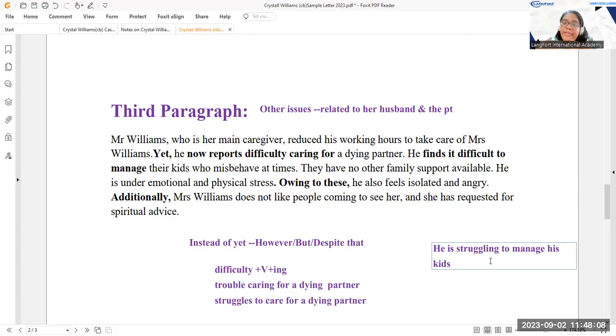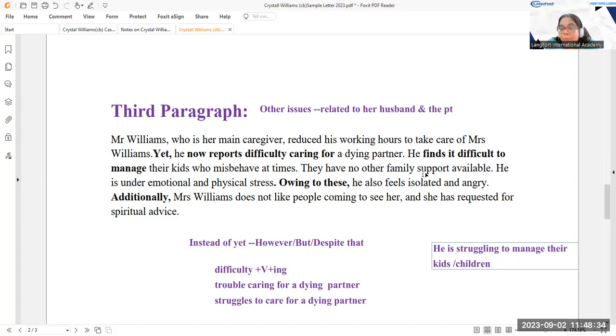No, he's not finding it difficult because of that. It's not the reason. Don't say it like that. That is very judgmental, and you are showing the kids in a bad light. So you can say he finds it difficult to manage their kids. So he, not his kids, their kids. Okay, that would be better. He finds it difficult to manage their kids or children who misbehave at times or who misbehave sometimes.